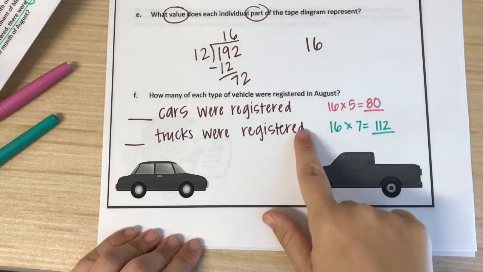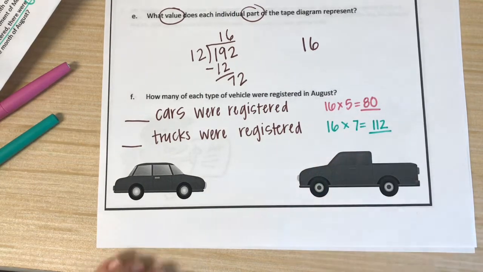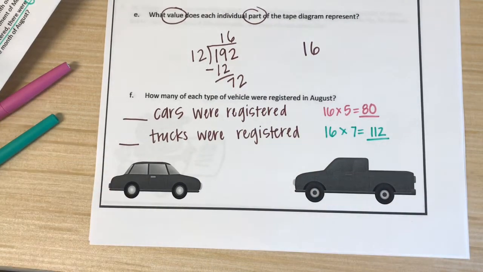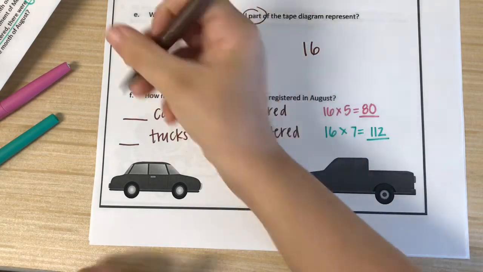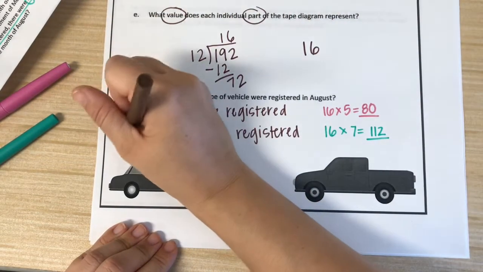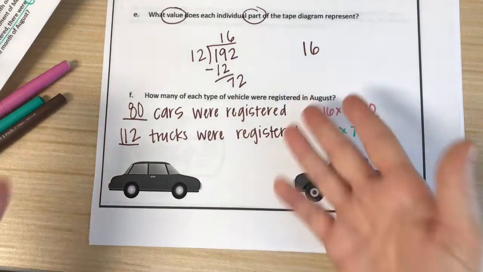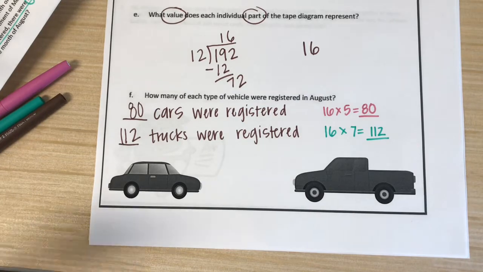All right, so hopefully when you did 16 times 5, you got 80. 16 times 7, 112. So we just add those into our final answer. 80 cars were registered and 112 trucks were registered. You could put those together in one sentence and say 80 cars and 112 trucks were registered in August.